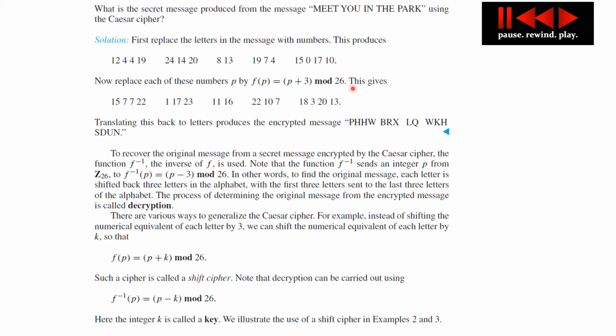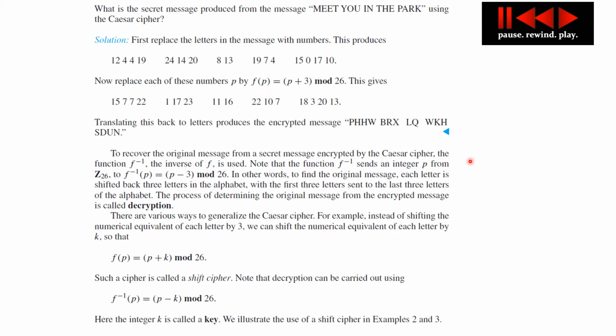Then replace each of these by f of p equals p plus 3 mod 26. And so here you see that since Y is the 24th letter, when you shift by 3, you go back to 1. So we wrap around, and if you do all of this transition, I encourage you to do it, because I could ask you a question like this later. You get this as the encrypted message.